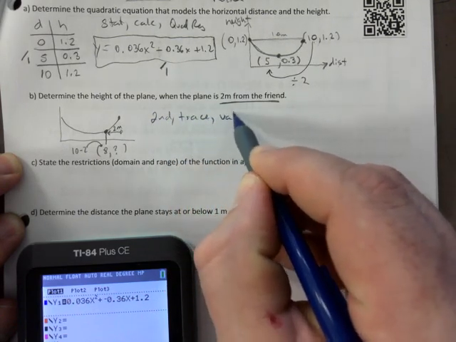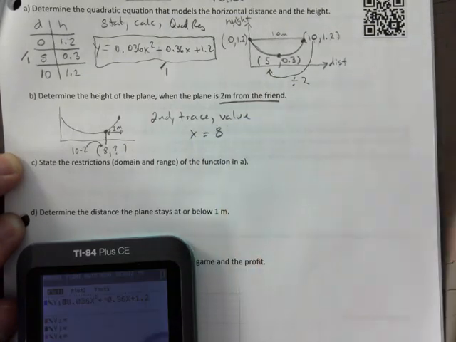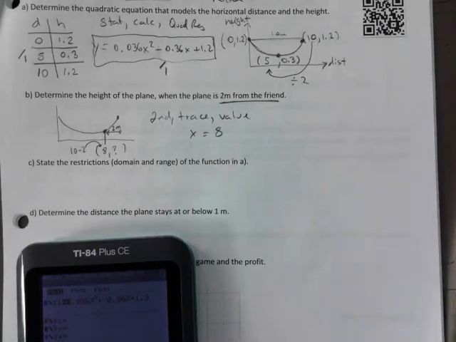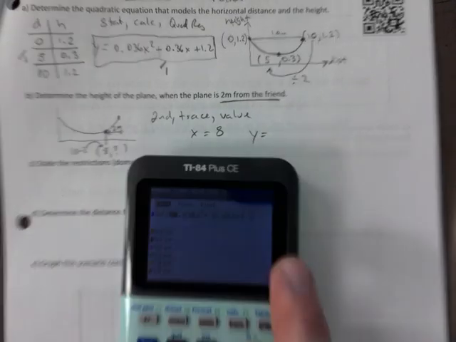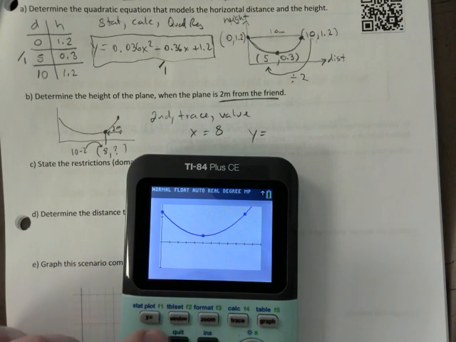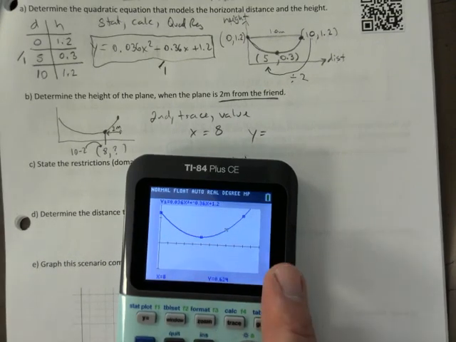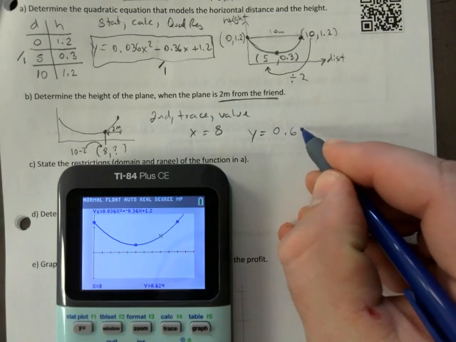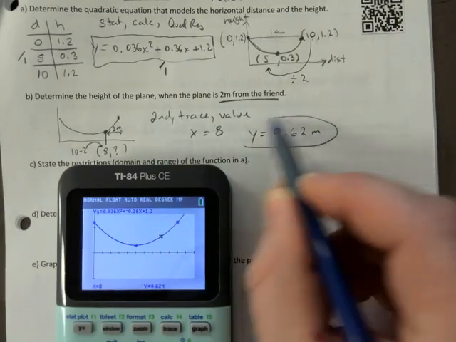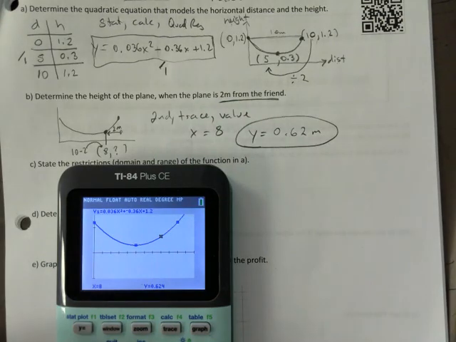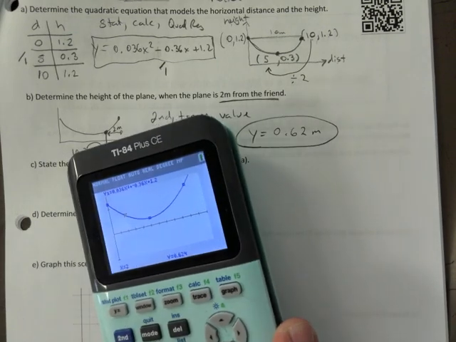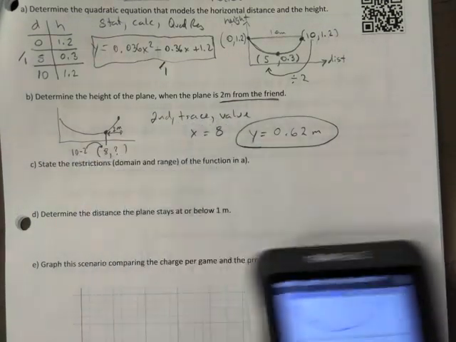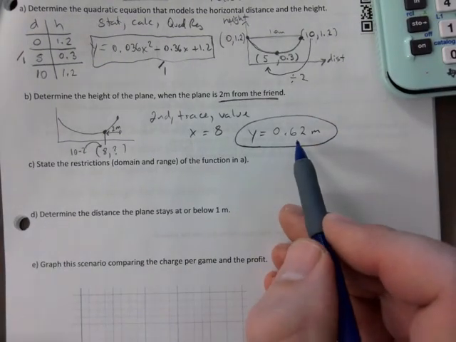Okay. So we're going to go second, trace, value, X. You're constantly asking yourself, what do I have? What do I need to find? Right? Do I have X or do I have Y? And so Y is equal to, second trace, 1. That's 0.62 meters. Coincidentally, if you went second trace 1, X is equal to 2, I think you get the same answer. That's just luck, right? So that's what you're supposed to put there.